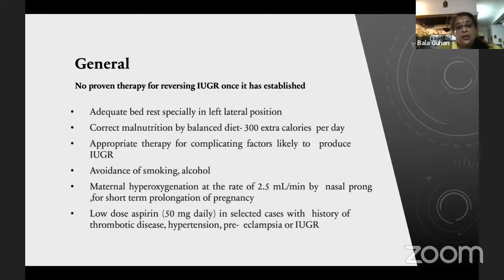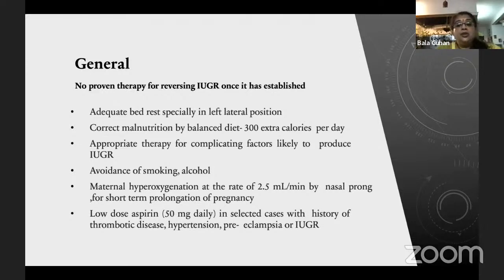Adequate bed rest, specifically in the left lateral position. I'm sure we all know why. Correct malnutrition by a balanced diet with 300 extra calories per day. Appropriate therapy for complicating factors which are likely to produce intrauterine growth restriction. Avoidance of substance abuse, especially smoking, alcohol, and other substance abuse.